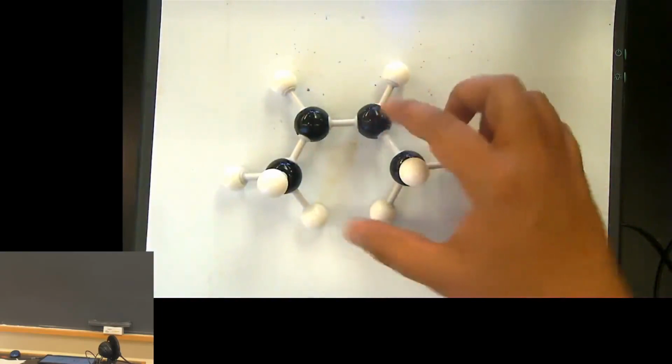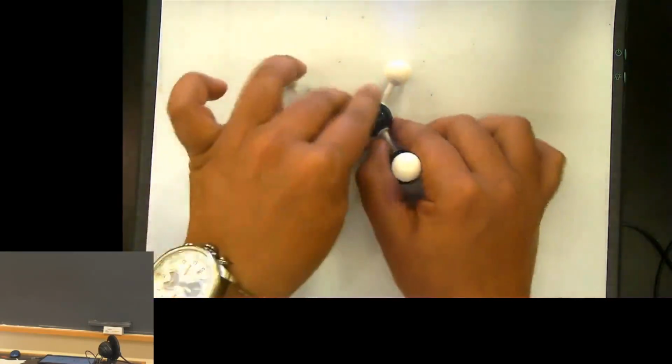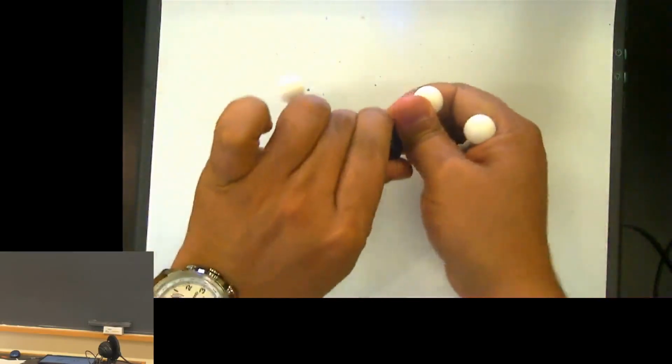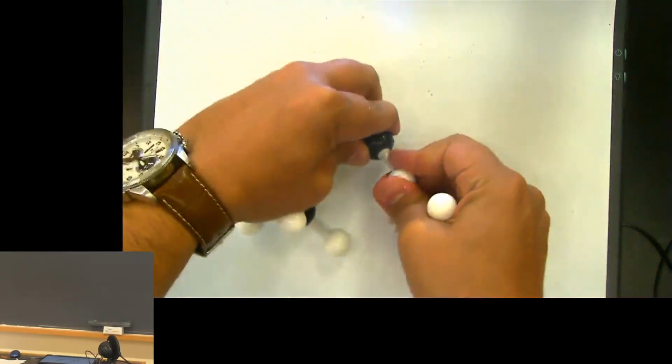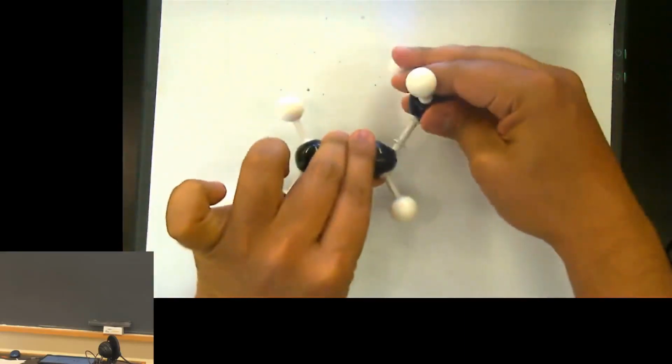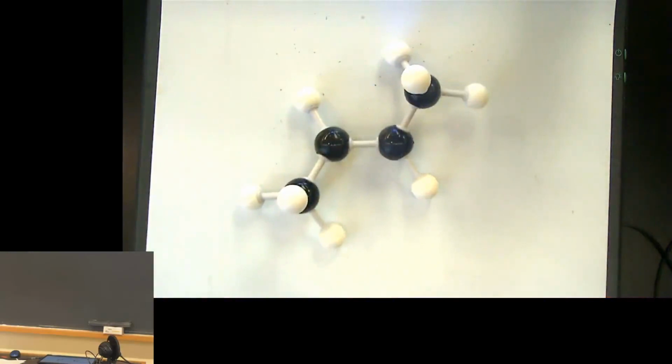So let's say I take this carbon that has the CH3 here. To make it trans, I need to break this bond and put the hydrogen on this side and put the CH3 on this side. Right? Now this is a trans isomer. So as you can see, the only way I can convert cis to trans or trans to cis is by breaking bonds and making new bonds.